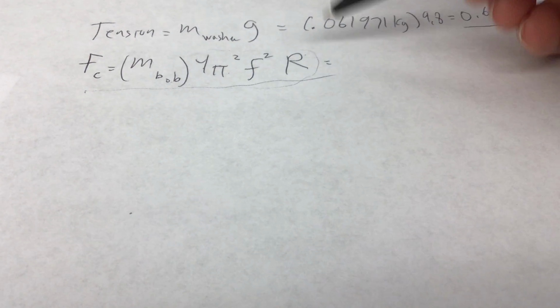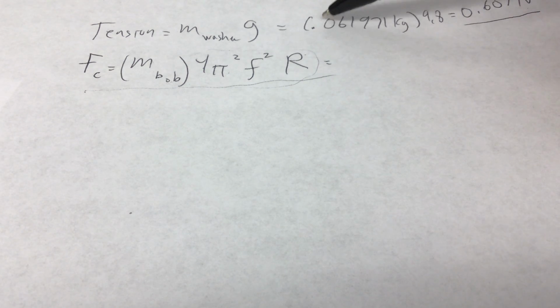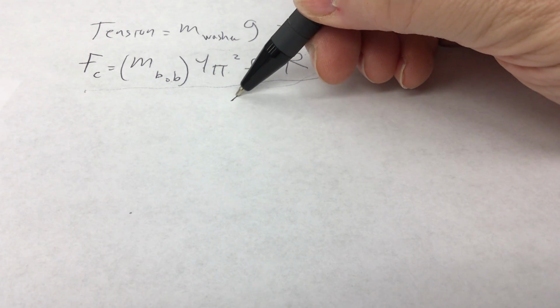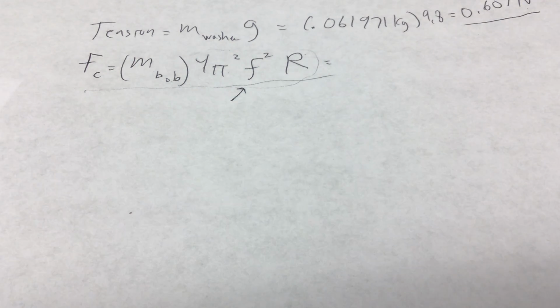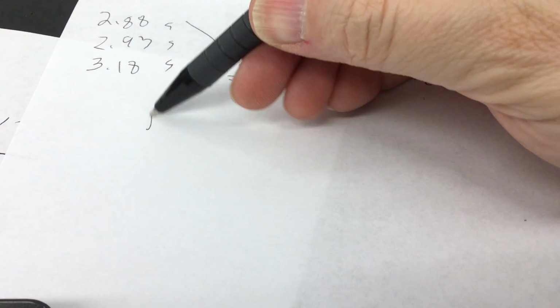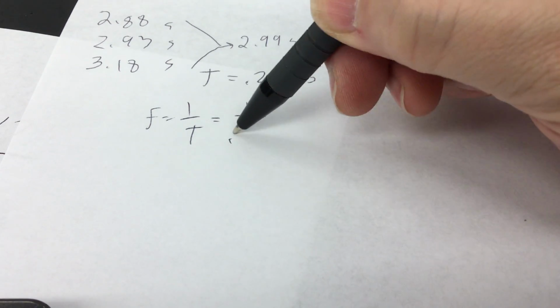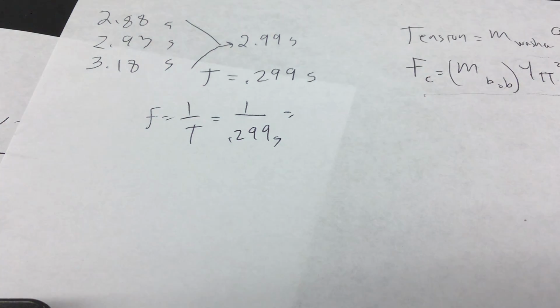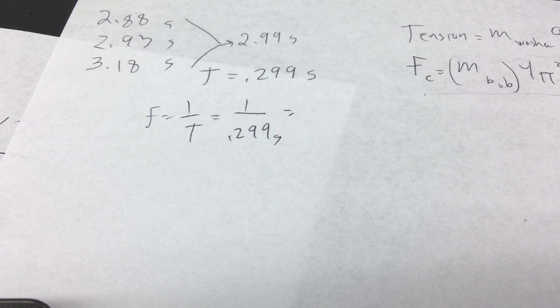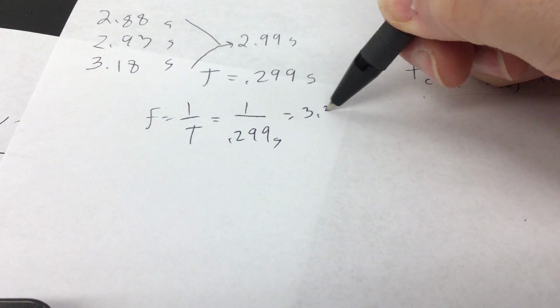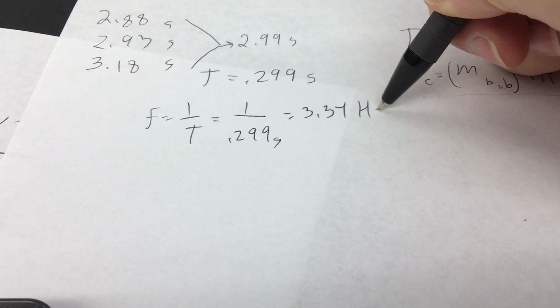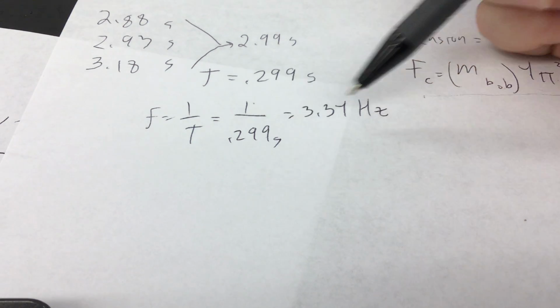So now let's compare that with the value we get for the centripetal force, or experimental value. So there's a theoretical value, what it should be. So let's see how close we get with the experimental value. So for the frequency, well, we haven't calculated yet, have we? So let's go back here. All we have is the period. The frequency is 1 over the period. So the frequency is 1 divided by 0.299 seconds. It's about 3.34 hertz.